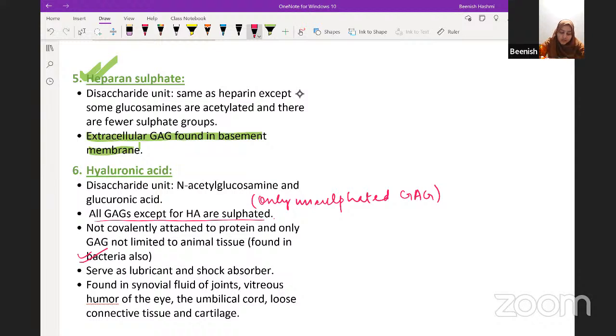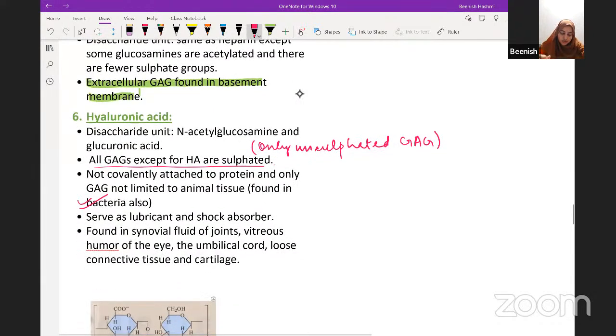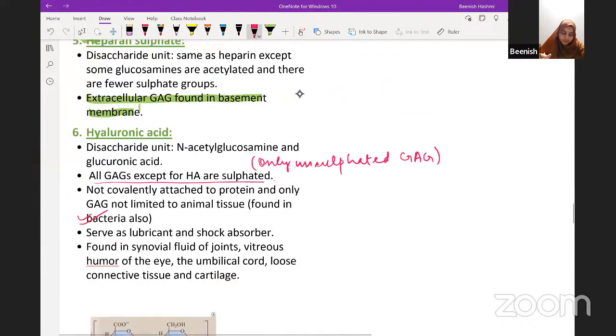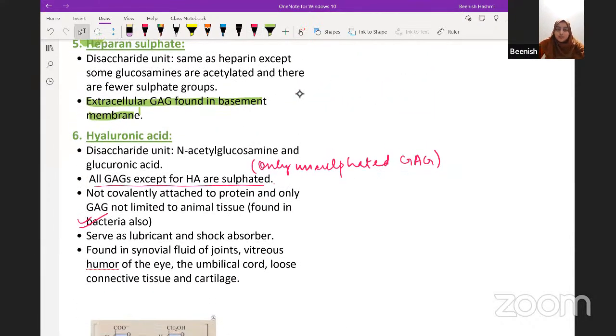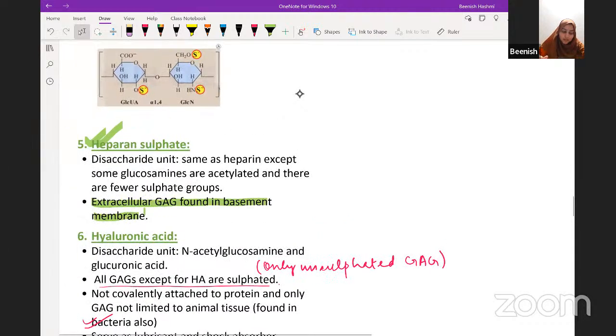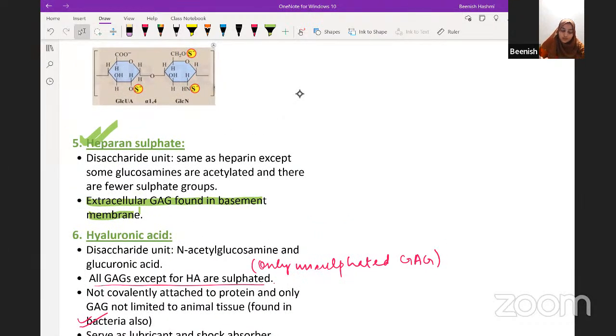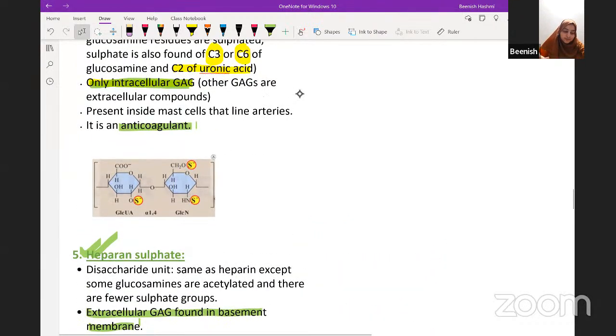It serves as a lubricant and shock absorber, found in synovial fluid of joints, vitreous humor of the eye, the umbilical cord, and loose connective tissue and cartilage. So about hyaluronic acid, you need to remember that it is the only unsulfated GAG. It is also found in bacteria and it serves as a shock absorbent and lubricant, and it is found in synovial fluids of joints. Now about heparan sulfate, you need to know that it is found in basement membrane.